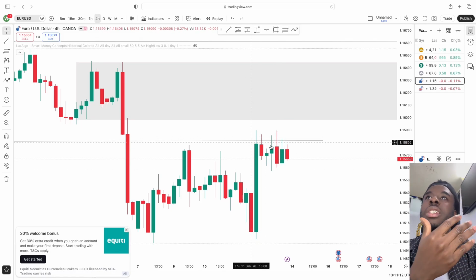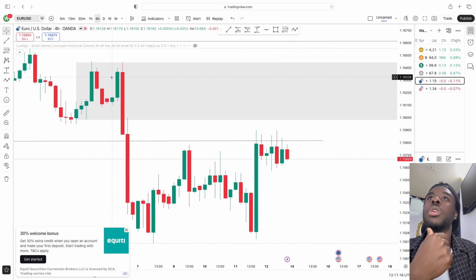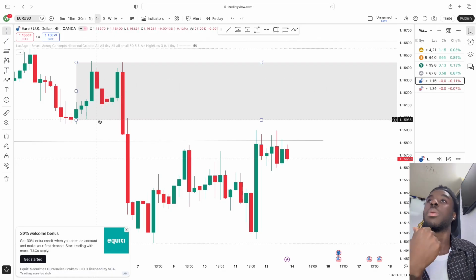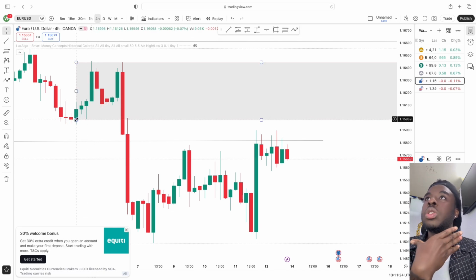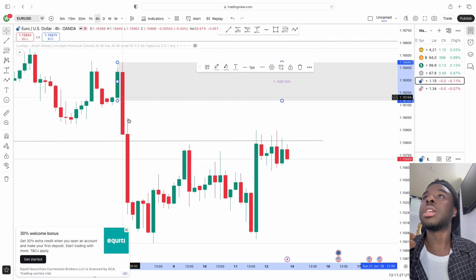So our strategy is supply and demand. We don't want to sell on this break and retest. We want to sell on this supply zone, right? So I marked my supply zone on the daily time frame. You can also mark your supply zone on the 4-hour time frame.